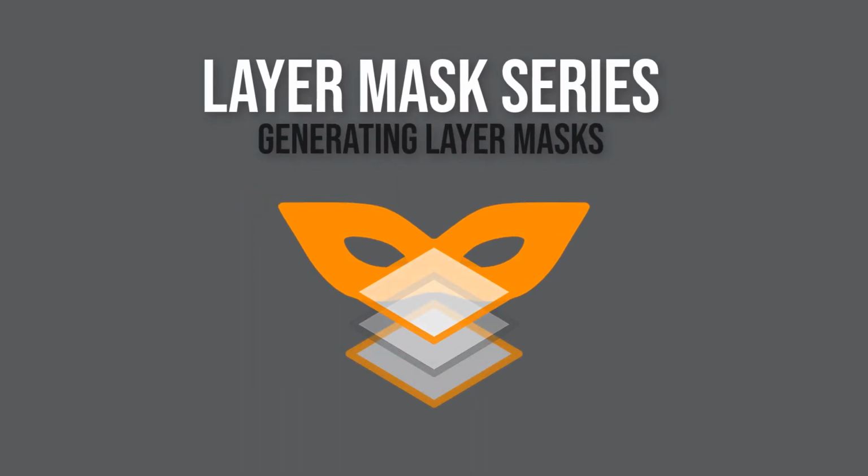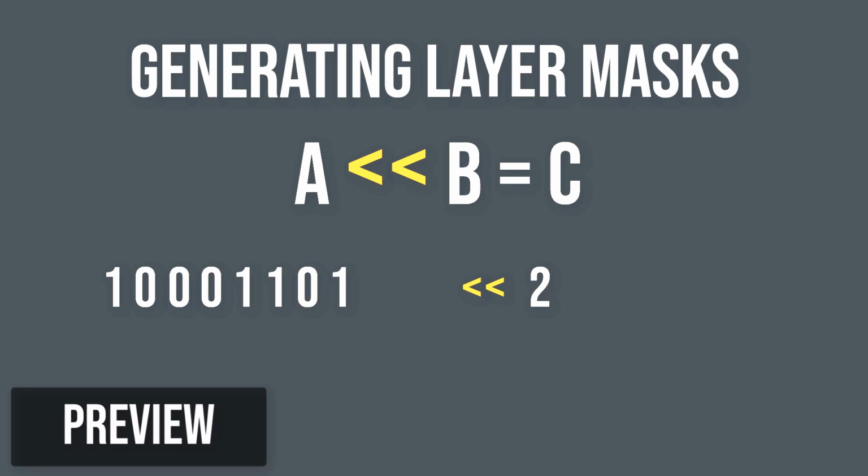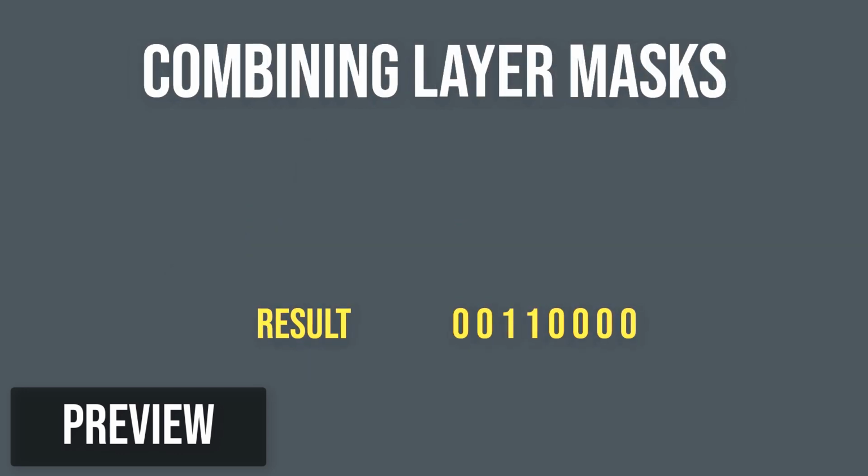Hey guys, welcome back to the layer mask tutorial series. In the first part, we took a close look at layers in Unity. In this video, we talk about layer masks, how they are built up and what they are used for. We also learn something about bit operations, which are necessary when working with layer masks. You'll learn the use of bit shifting and the bitwise OR operator. Let's jump in.